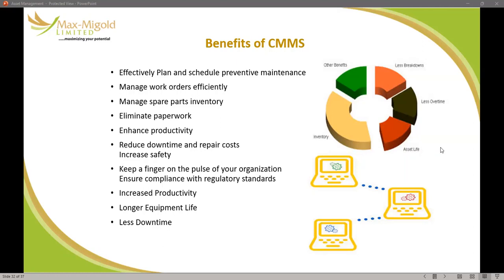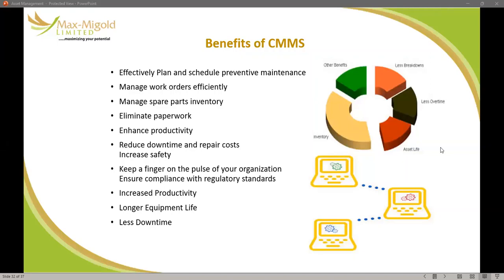So your CMMS assists you to effectively plan and schedule preventive maintenance, because it triggers, it sends the necessary information to the actual person that is going to work. It tells you when you need to carry out a planned preventive maintenance on a particular equipment. It helps you to manage work orders effectively. So you're able to open your work order, work on the work order, and close the work order immediately. And when you close the work order, it takes that off and leaves the uncompleted ones open. So it also helps you to manage your spare parts, because you have your spare part inventory. It eliminates paperwork because everything is computerized.